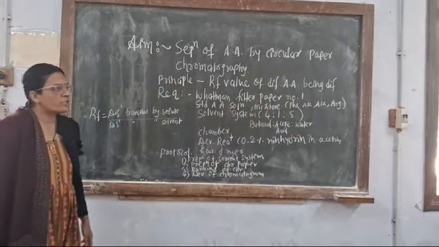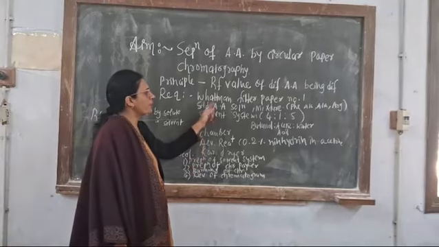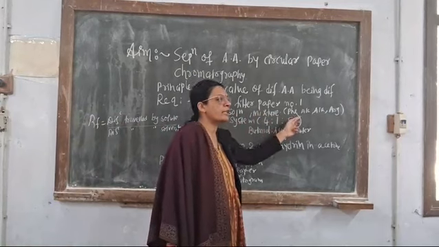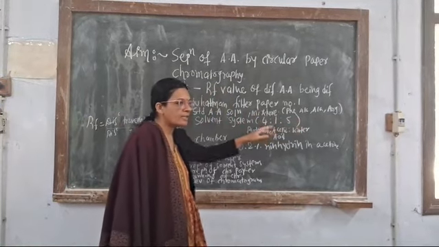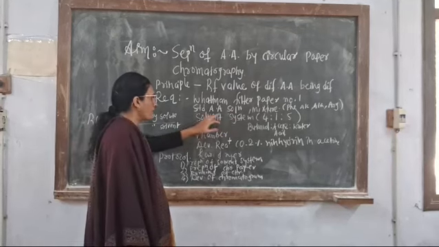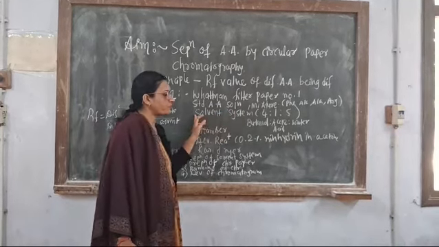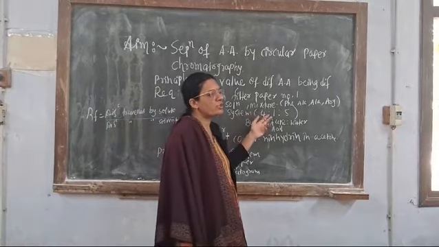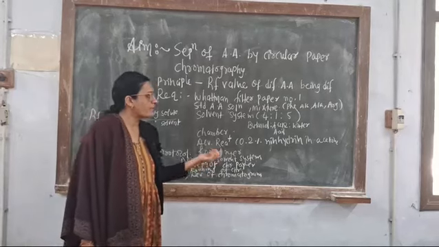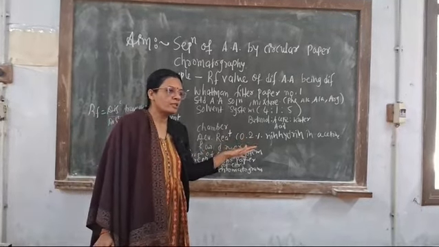Our requirements for this practical are Whatman filter paper number 1, standard amino acid solution and mixture. Here we are taking phenylalanine, alanine and arginine as standard amino acids, and the mixture is a combination of all three amino acids. The solvent system is 4:1:5. So 4 ml of butanol, 1 ml acetic acid and 5 ml water, as per our requirement.